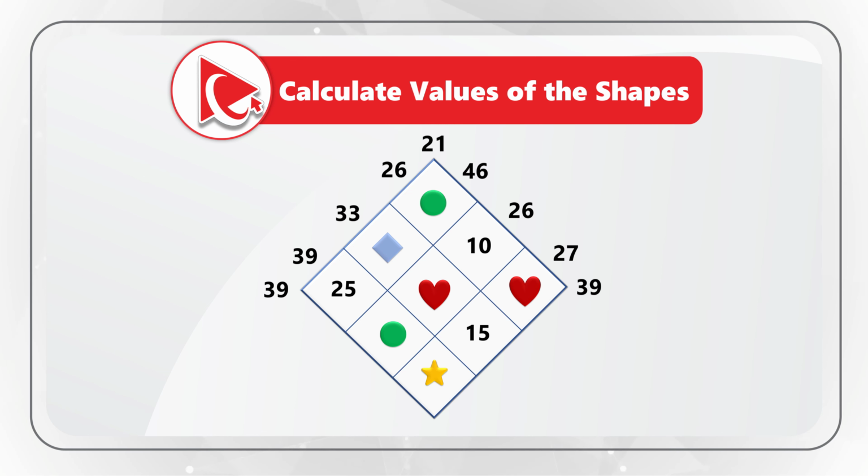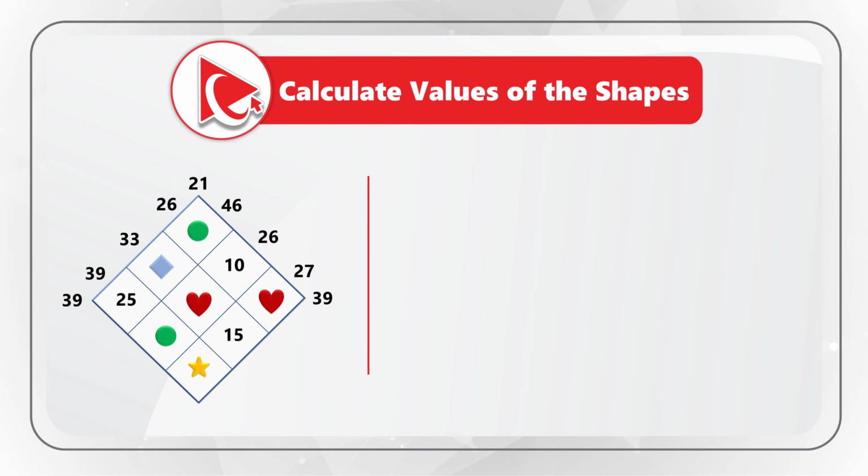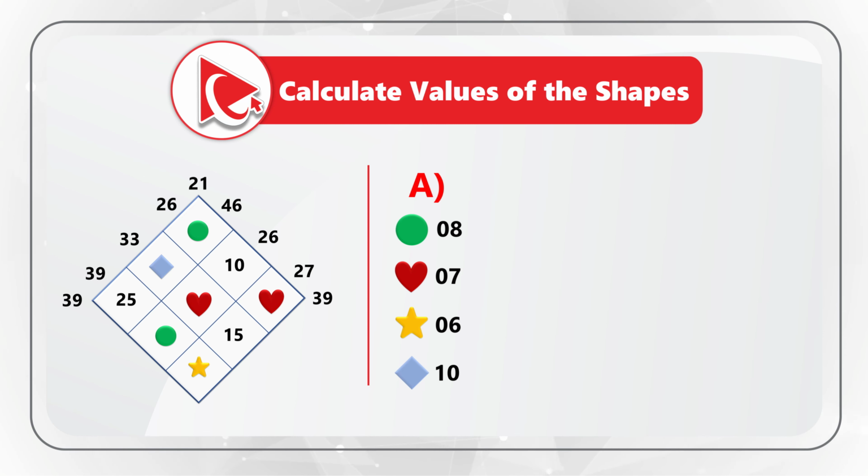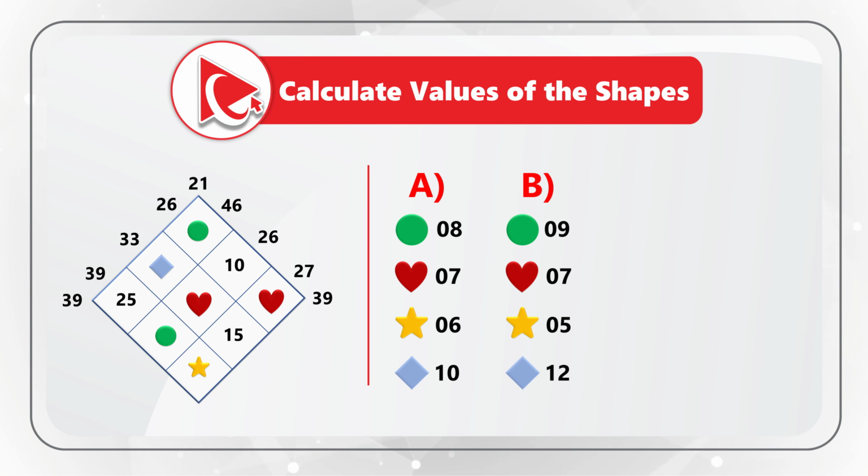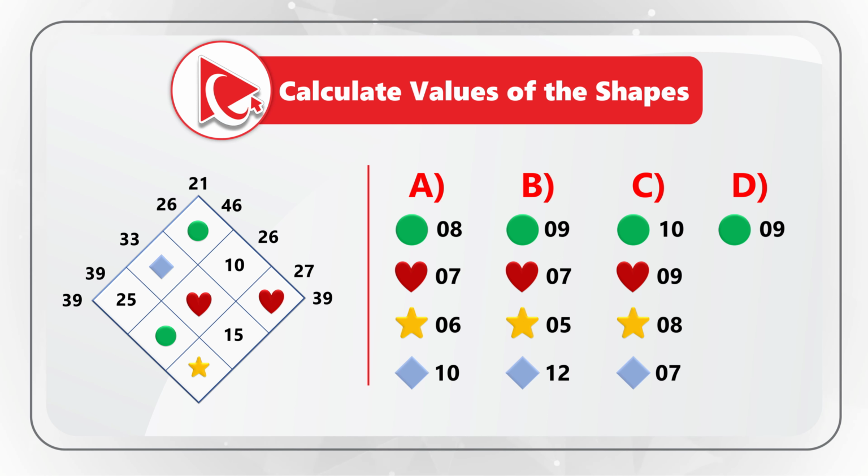You need to calculate the values of the shapes and select the correct answer out of 4 possible choices. Choice A, the set of numbers 8, 7, 6, and 10 for circle, heart, star, and diamond correspondingly. Choice B is represented by numbers 9, 7, 5, and 12. Choice C is 10, 9, 8, and 7. And last but not least, choice D is represented by the numbers 9, 7, 8, and 10.